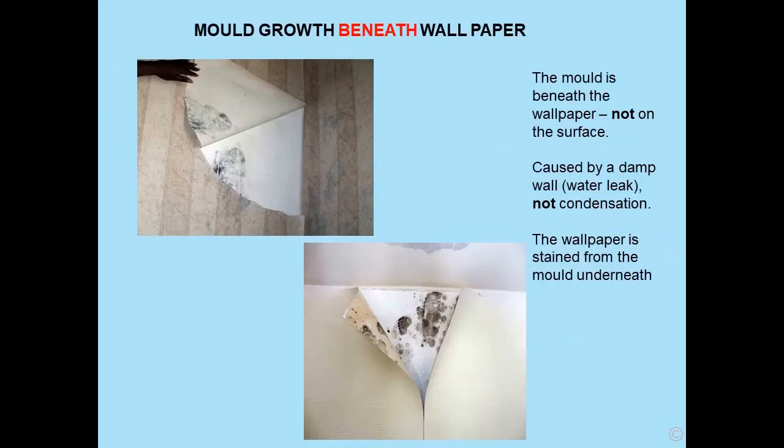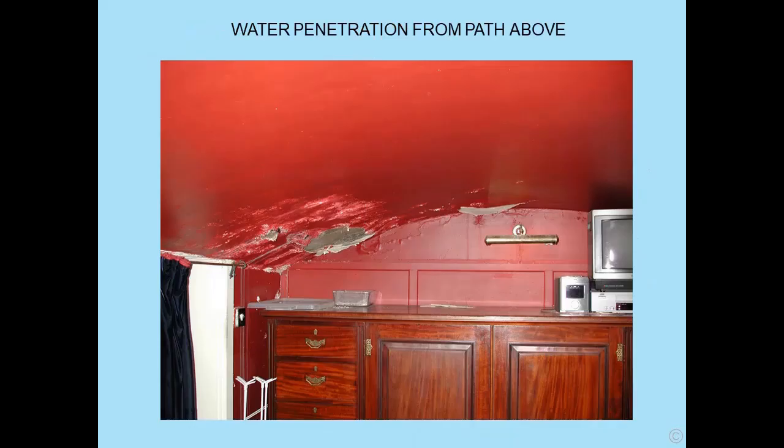Mould beneath wallpaper. The mould is beneath the wallpaper, not the surface. It's caused by a water leak in this case, or rather a drain leak in both cases. And the mould is beneath the wallpaper. You can see the staining on the surface, but it is not the mould, it's only a stain. The mould is beneath the wallpaper. Water penetration from a path above. It's passing into a little room, a cellar that was converted. Note the little receptacle for the penetrating water.